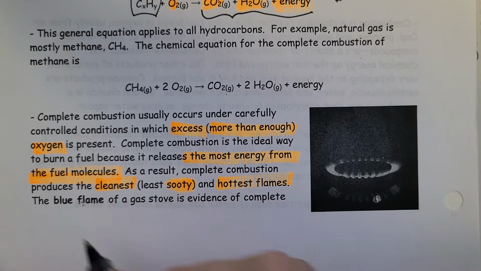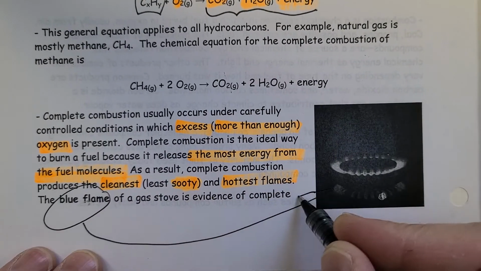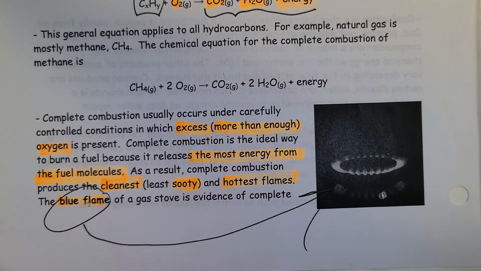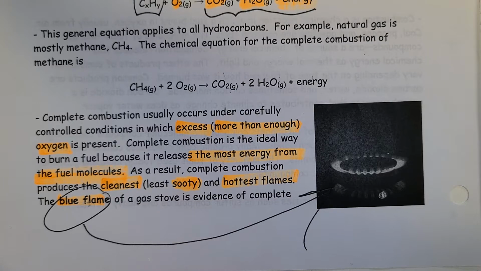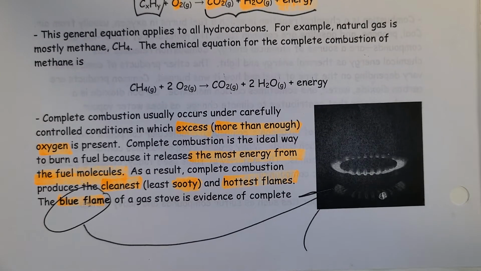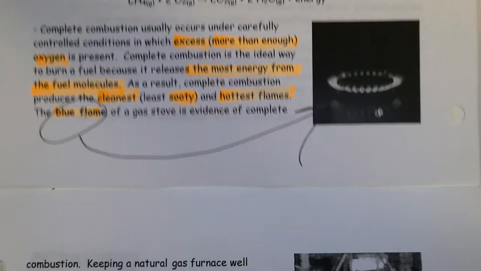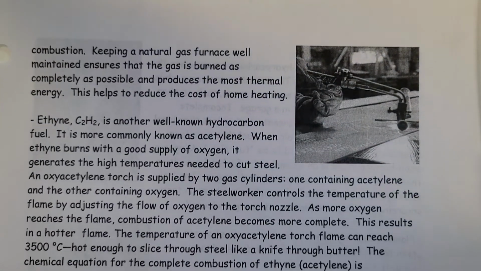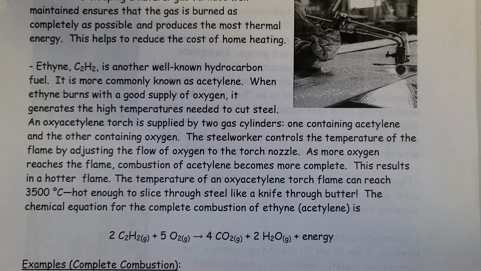That's incomplete. Now, this is supposed to be a colored picture, and that's a blue flame. A blue flame is one of the cleanest and hottest flames that you can have, and that's an indicator of complete combustion. The orange flame that you have in a campfire or stove in the backyard is considered to be incomplete combustion.